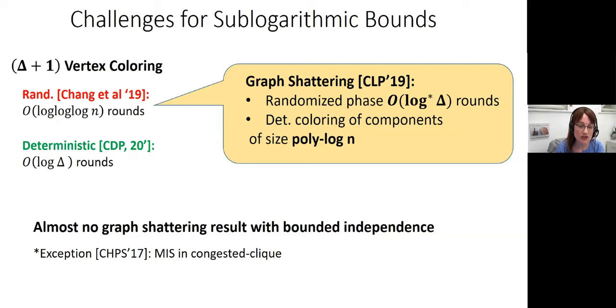shattered into very small pieces that can be solved fast. Currently, we don't have almost any interesting shattering effect that one can show when using bounded independence. Even if we have them, you still have the issue of conditional expectation to solve. But the starting point is just how to show the shattering effect with bounded independence.